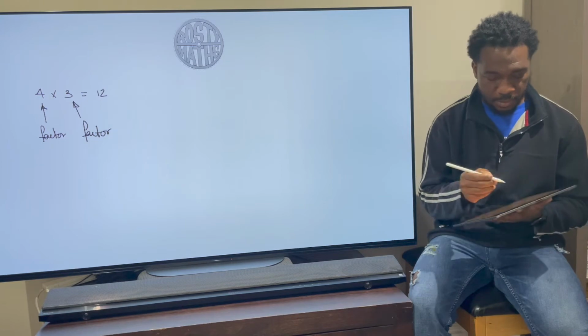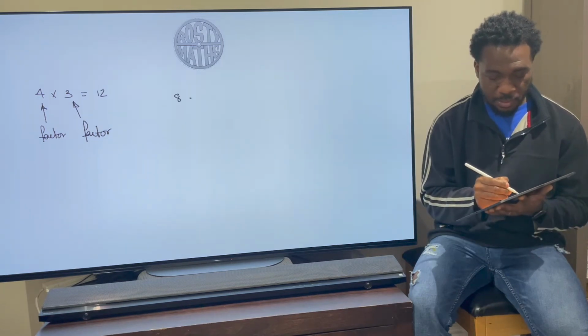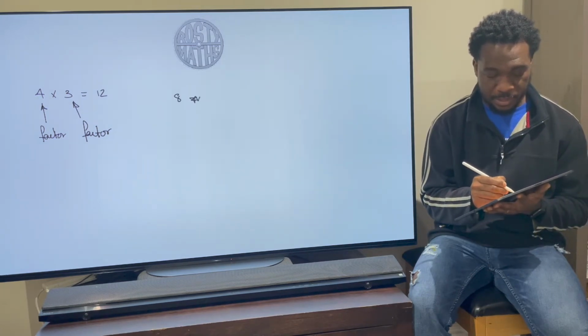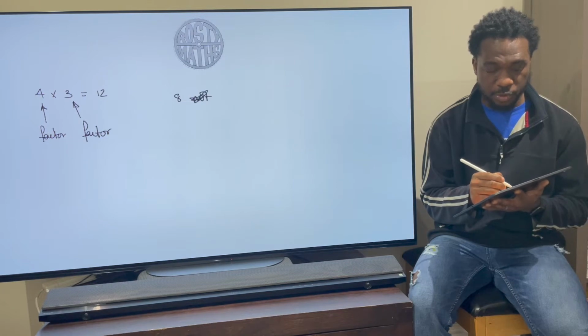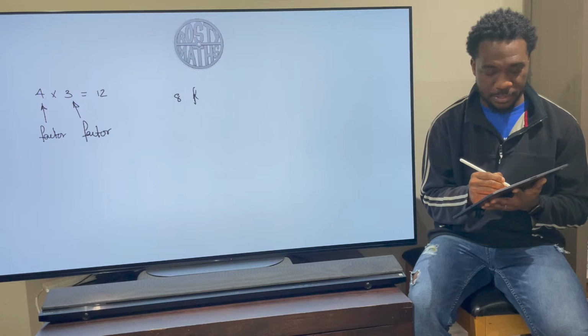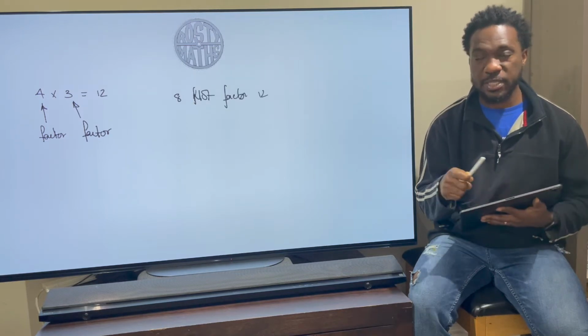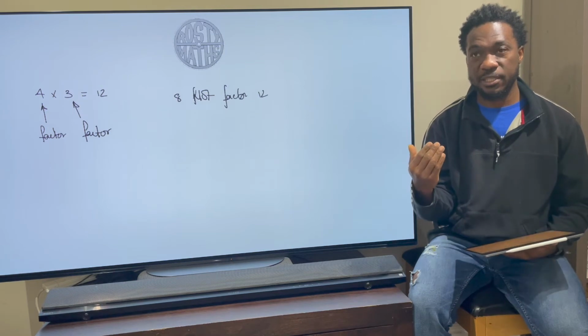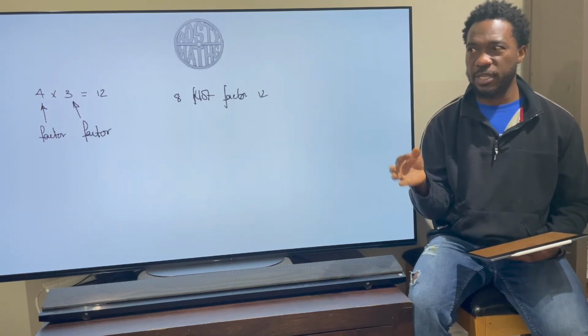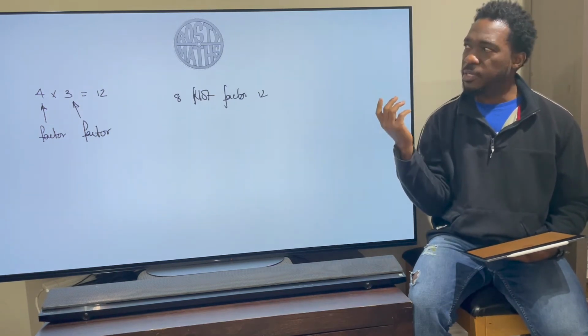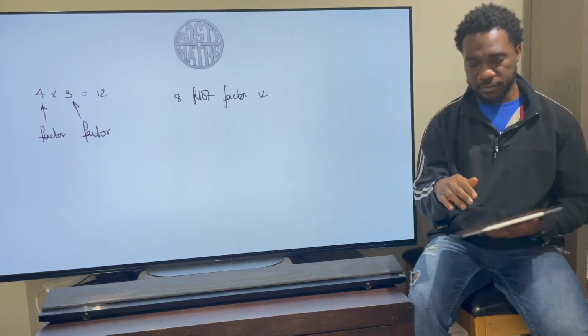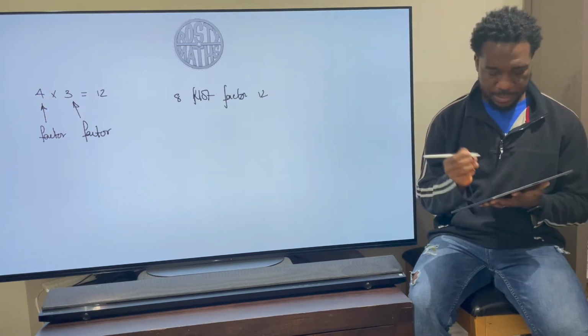So for example, 8 is not a factor. So I'm going to say not. Probably should try and write a little bit better for you guys. So, not a factor of 12. And the reason why, even though 8 goes into 12, even though you can subtract an 8 from 12, you'll have a remainder left. So let's put this into practice. Let's see what I mean.